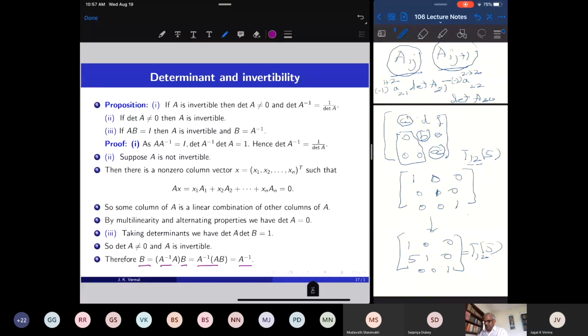Okay. So now we have two proofs that whenever AB is identity, just this one equation rather than BA equal to identity, it implies that A is invertible and B is the inverse. And invertible matrices are exactly those whose determinants are not equal to 0.